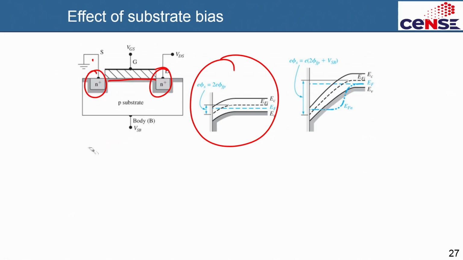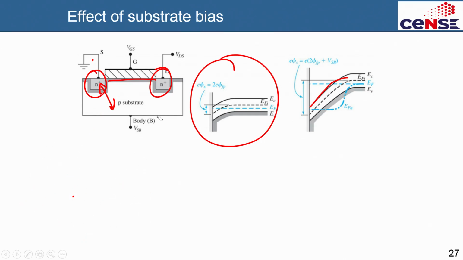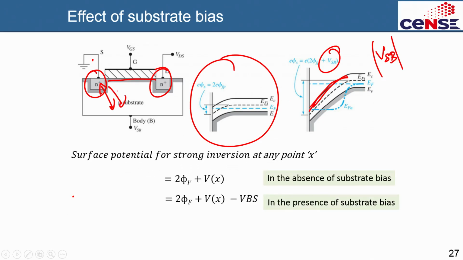But the moment you have an extra bias, you will be bending the bands even more, because this junction between the N plus source and P substrate will become reverse biased. And because it becomes reverse biased, you will have this extra band bending occurring here, and that band bending is occurring because of this term VSB.